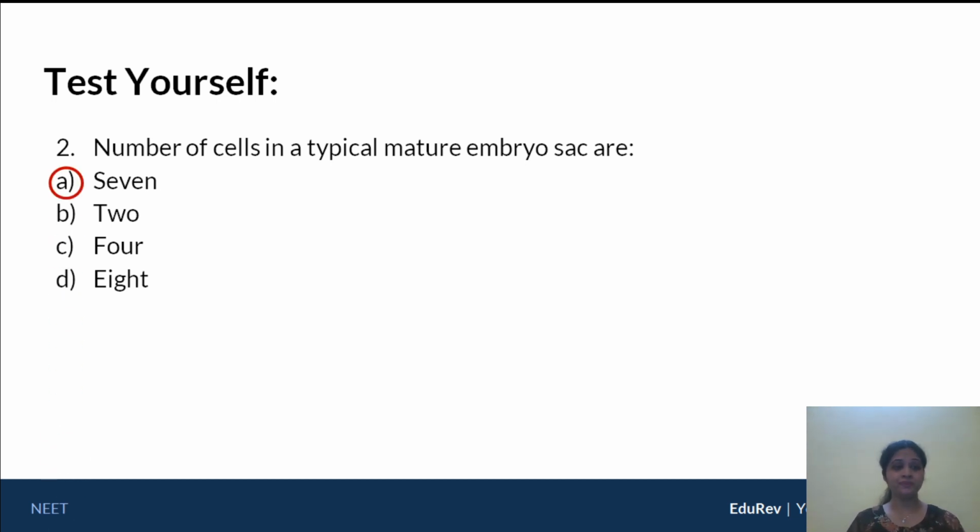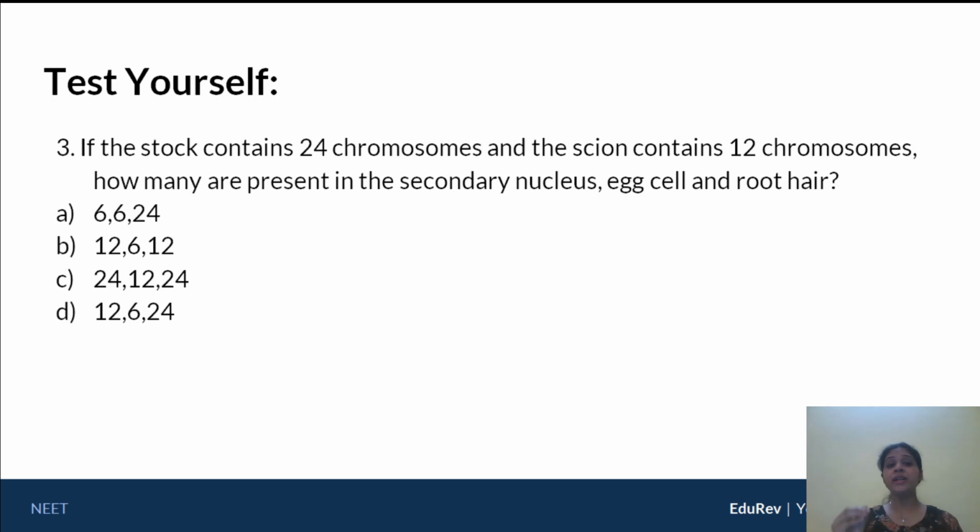The third MCQ: if the stalk contains 24 chromosomes and the scion contains 12 chromosomes, how many are present in the secondary nucleus, the egg cell, and the root hair cell? Now, we are using concepts of the first chapter in the second here. If you remember, the stalk implies we are talking about the root system, and the scion implies we are talking about the shoot system. So very clearly we know that the root hair belongs to the stalk, so definitely 24 chromosomes. And by looking at that, we clearly know that our options are either A, C, or D. So we can eliminate B out of this.